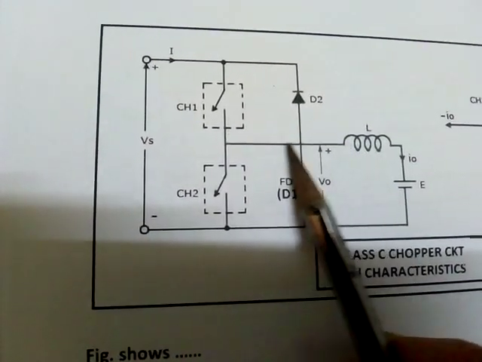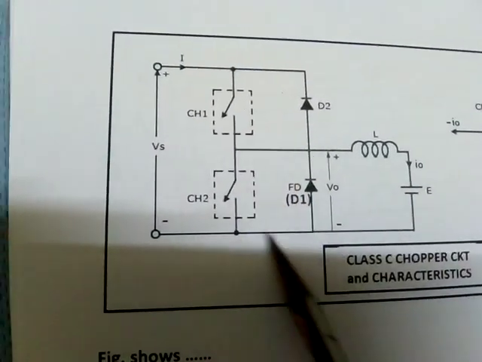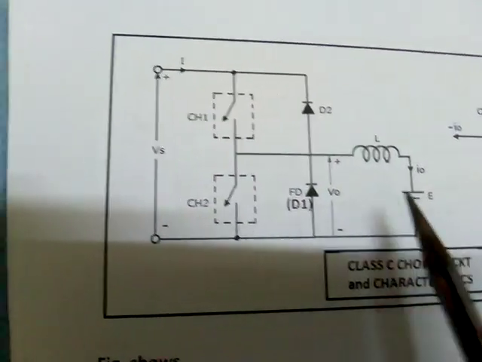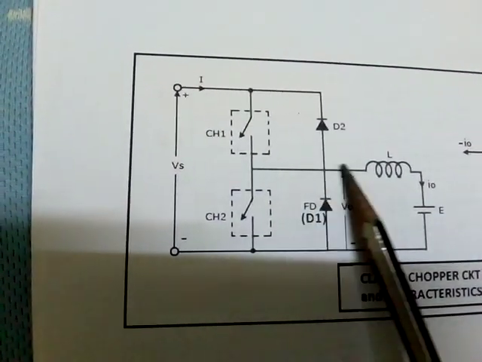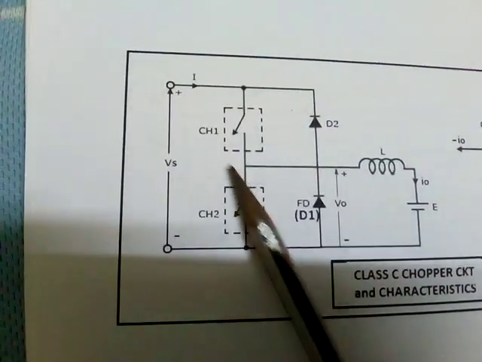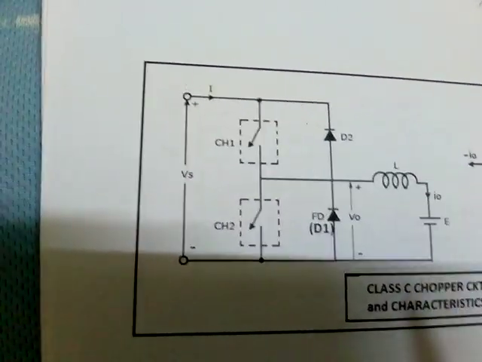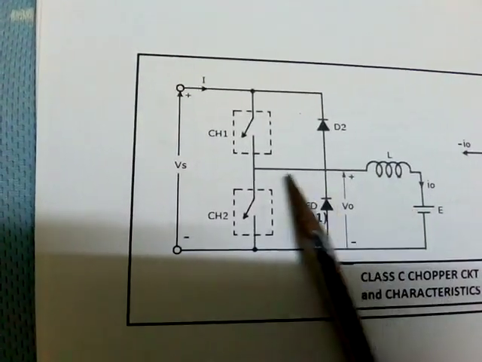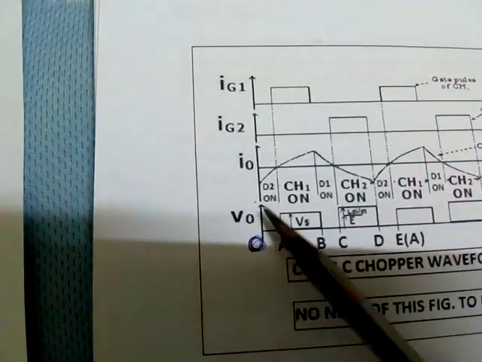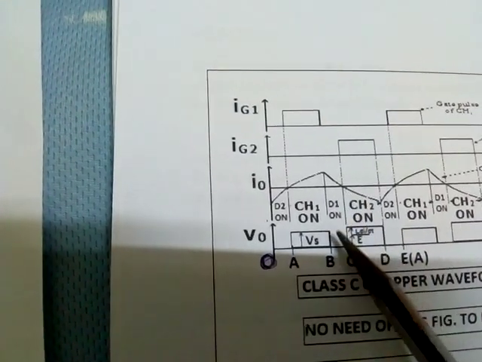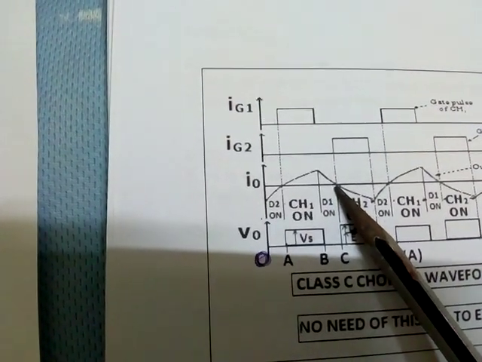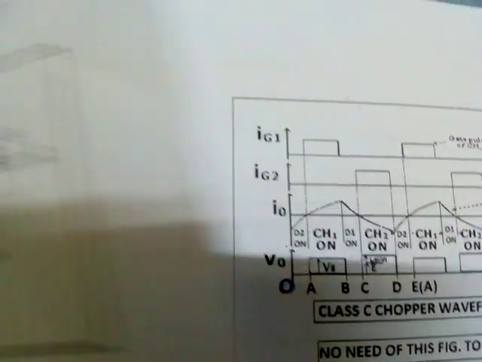Now when the current is decreasing, current is increasing. Current is increasing in the positive direction. Current is decreasing in the positive direction. Now current is increasing in the negative direction. See, current is increasing in the positive direction, then decreasing in the positive direction. Now when chopper 2 is on, current is increasing in the negative direction like this.